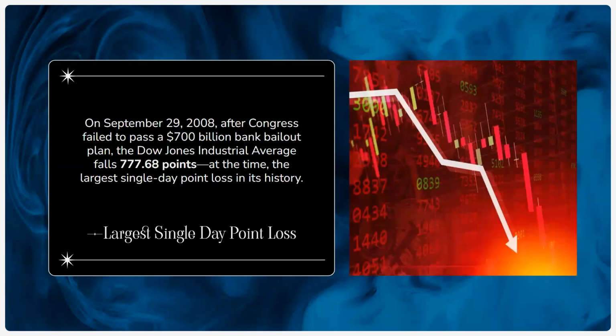On September 29, 2008, after Congress failed to pass a $700 billion bank bailout plan, the Dow Jones Industrial Average fell $777. At the time, the largest single-day point loss in its history. And so who was the president in 2008? Well, this is right when Bush was in office, and basically Obama was going to take over. He was going to be the next president when it occurred.